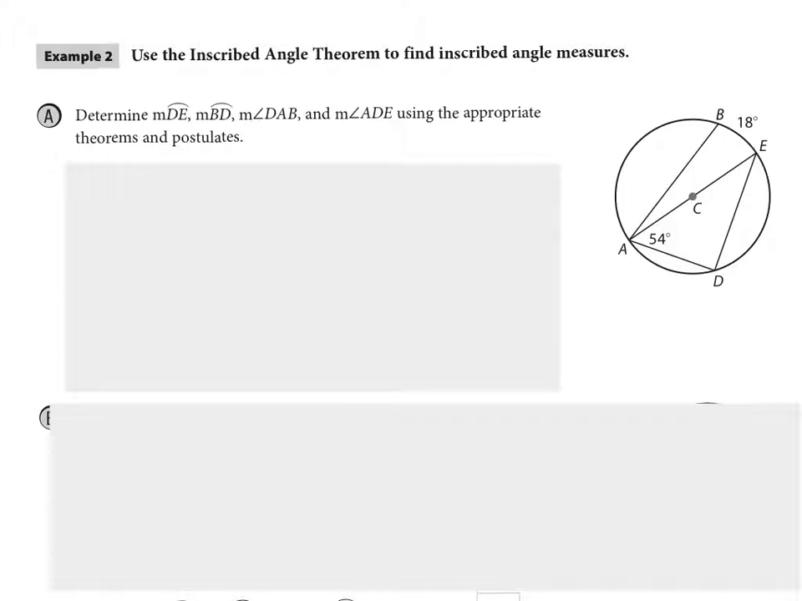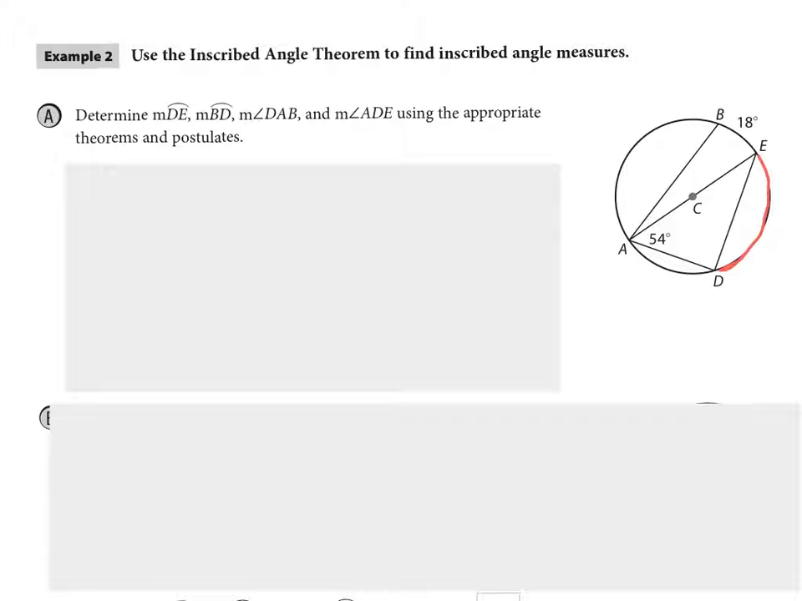All right, so I'm going to try not to make your brains explode, but we are going to do one more example trying to tie all of these things together. They want us to find some different arc measures. So the first thing they're asking for is the arc measure of DE. What seems appropriate is that I need to be looking for either an inscribed angle that can intercept that arc or a central angle.